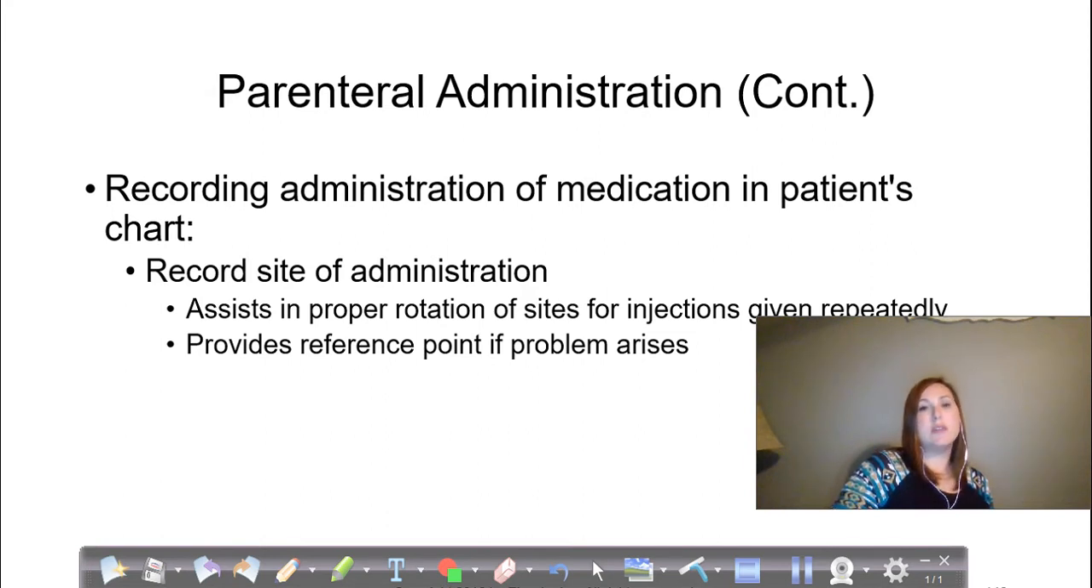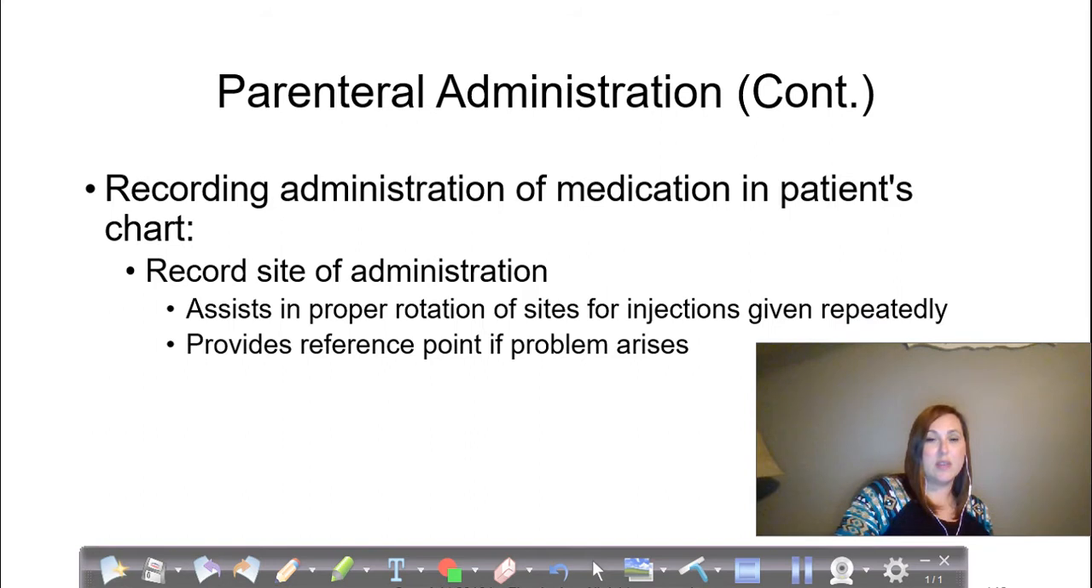So recording administration, again, the site. Again, you want to rotate those sites, and it provides a reference point for problems if they develop. Where did you give it? So if they develop some pain in their arm where they got the injection, someone will know where to reference.